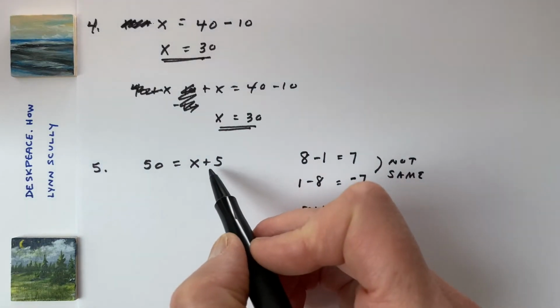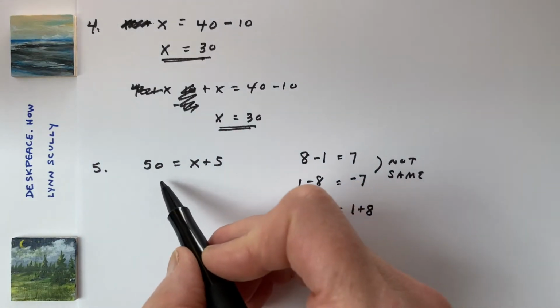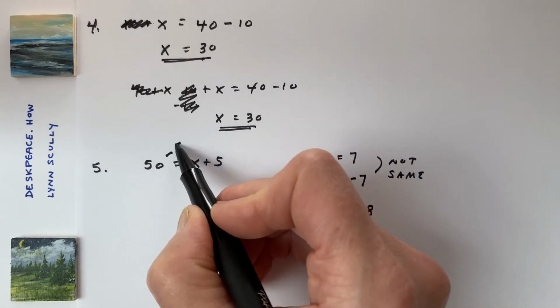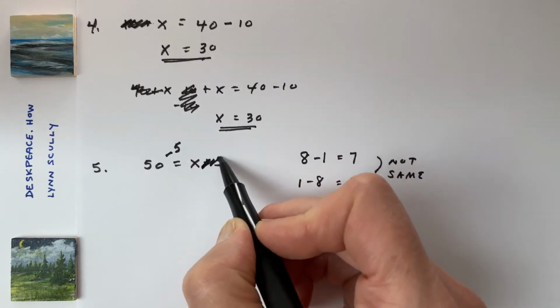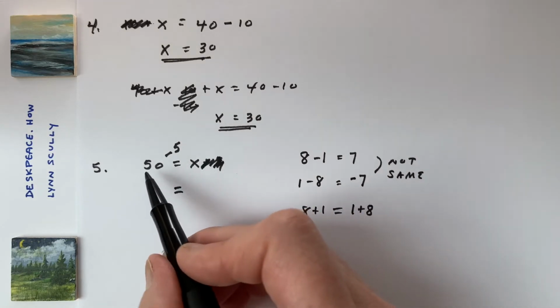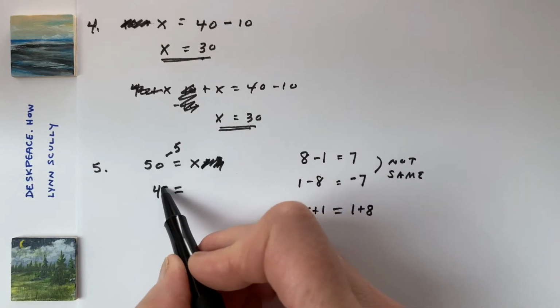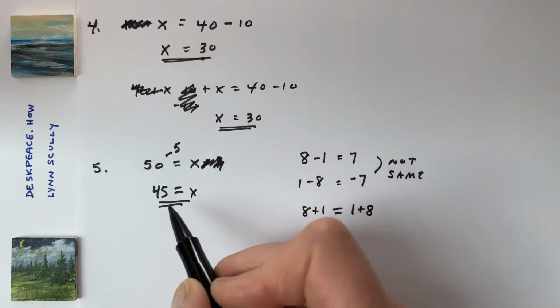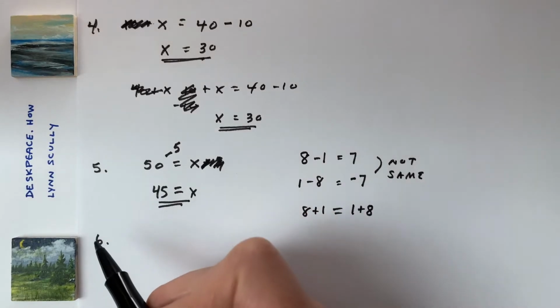So when I move this 5 over to the other side of the equal sign by subtraction, I have to put it after the 50. And I didn't leave myself room, but that's okay, because I can see what I have here. 50 minus 5 is 45. That equals x.